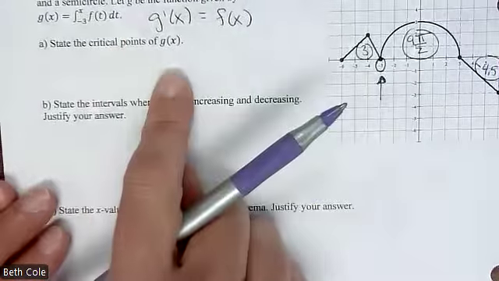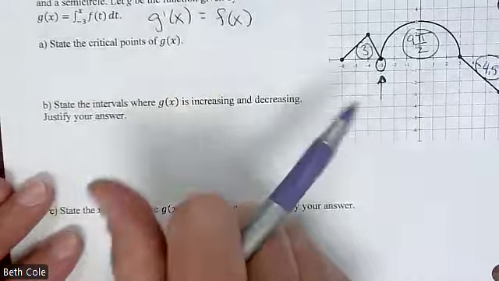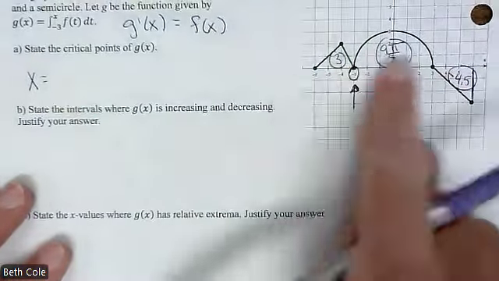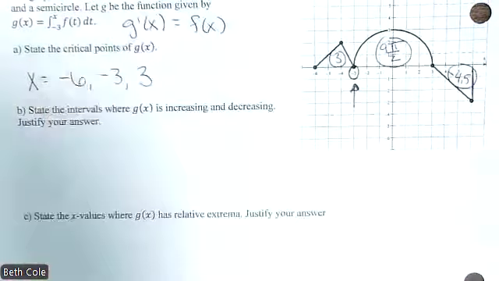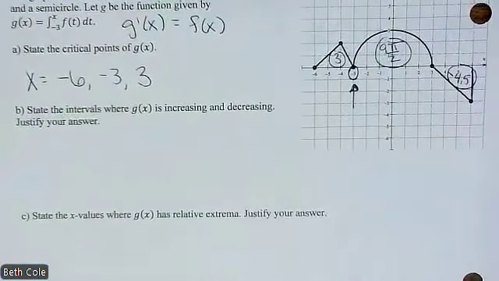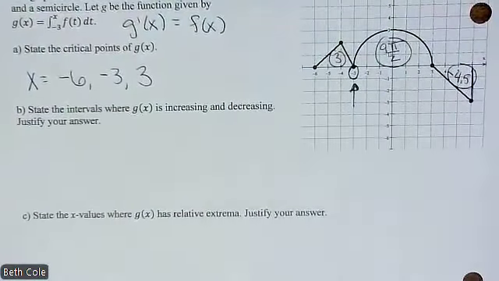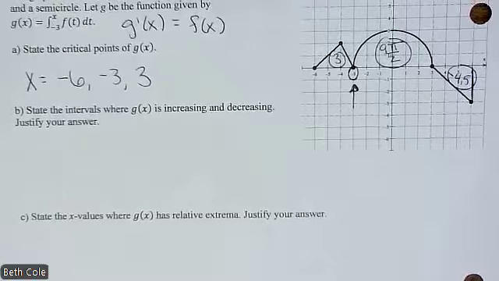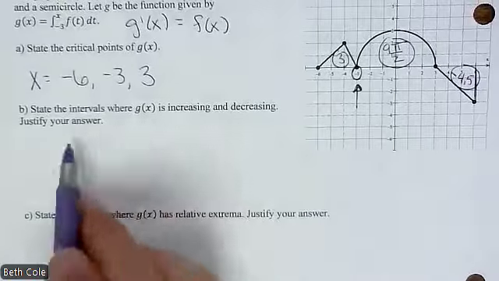Okay. Critical points. Does it say justify? No. So let's just state them. There are 3. Can you look at this graph and tell me what they are? Good. -6, -3, and 3. Let's just verbally do a justification. It would be because G prime equals 0 there.